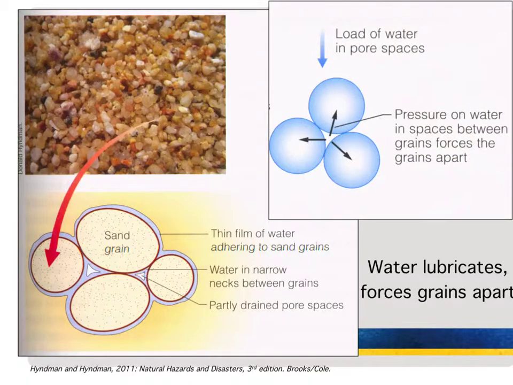If we look again at the grain scale level, you can see another cartoon here where you have sand grains with films of water wetting around the grain surface and partially filling the pore spaces in between the grains, these little pockets. When you add water into pore spaces, the water will actually exert pressure on the grains, forcing them apart, and this helps to also remove some of the frictional grain-to-grain contact and cohesive properties of the soil itself, and it makes the soil weaker.